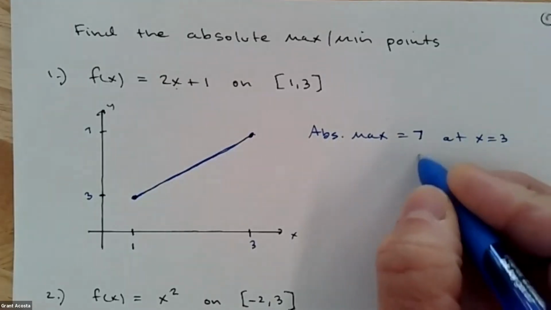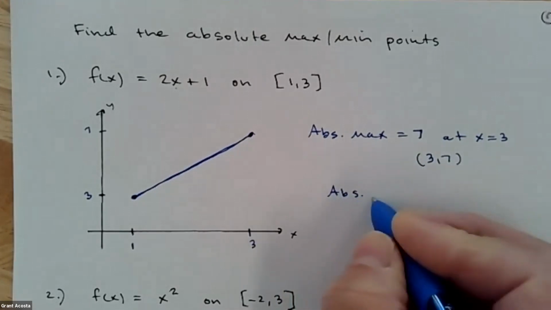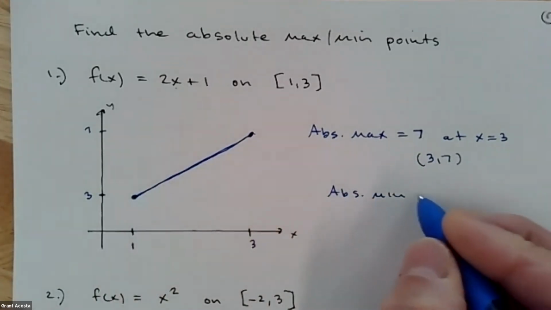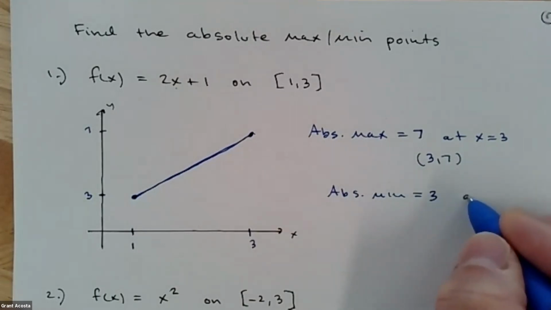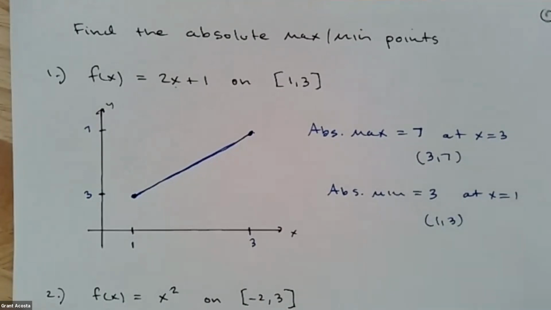Additionally, we could list this as a point, right? We could say 3, 7, and my absolute min is 1, 3. I'm going to write it this way though, absolute min equals 3, which is happening at x equals 1. So that would be the point 1, 3. Pretty straightforward, right? When it's just a line.